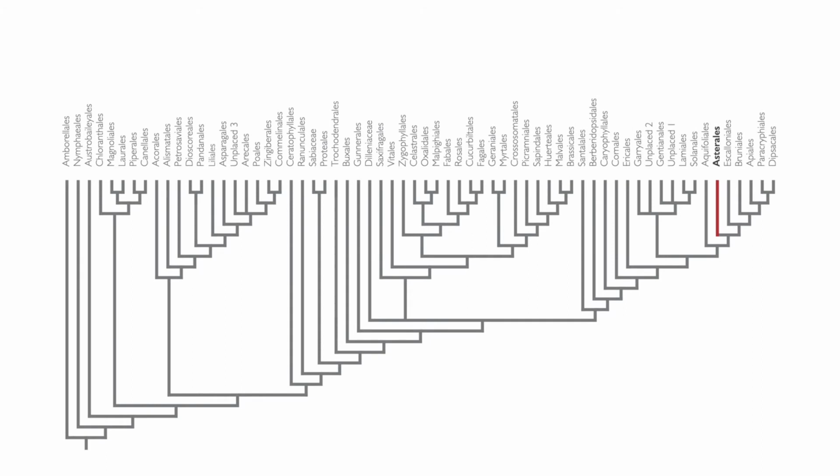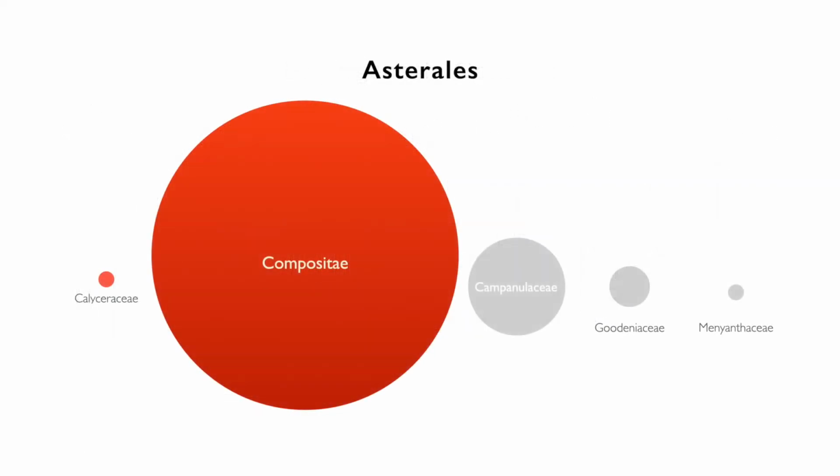The Asteraceae or Compositae are located in the order Asterales in the clade Asterid, and that is an order that is largely dominated by the Compositae, which is by far the largest plant family of the angiosperms. So you see here a representation of the sizes of the different families of the Asterales, and you can see how conspicuous the Compositae are. I painted in red also the sister family, the Calyceraceae, which is restricted to southern South America, and I'm going to comment a little bit more about that family in just a minute.